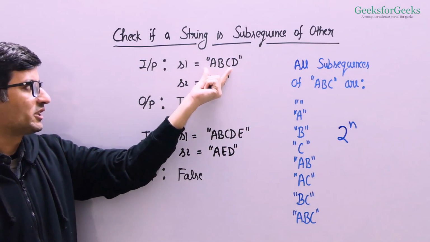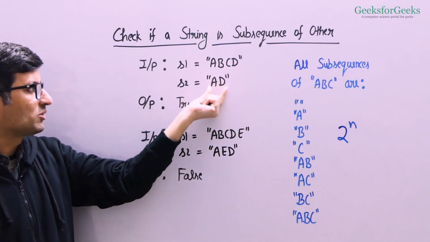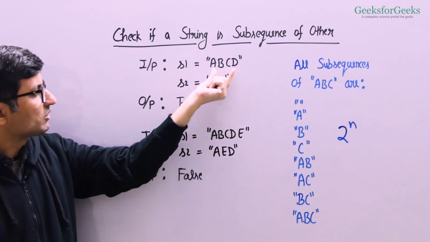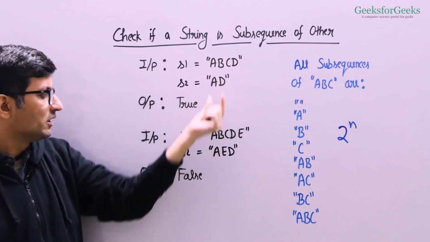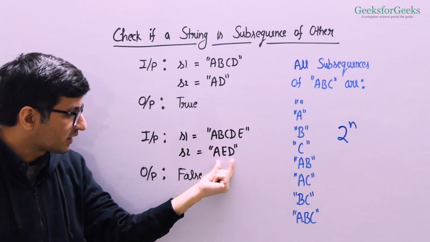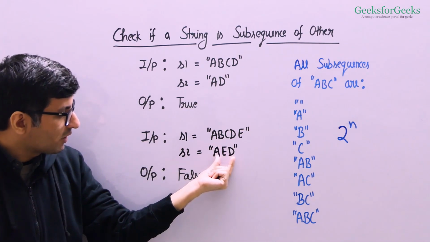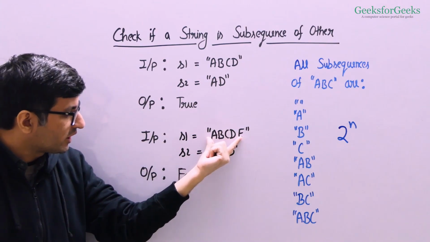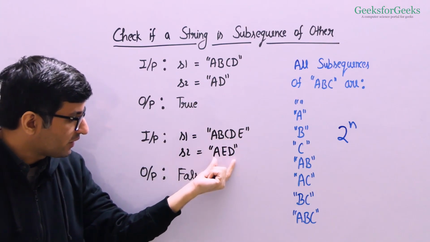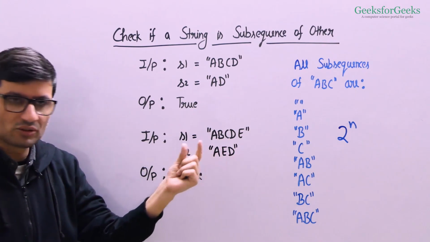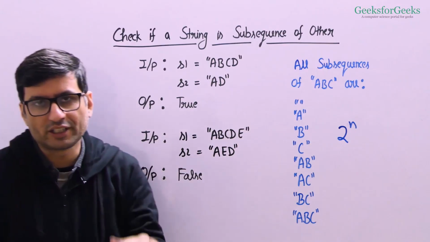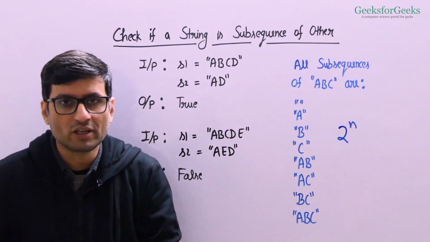In this example, ABCD is our s1 and s2 is AD. AD is a subsequence of ABCD. We have simply removed BC. Now if we see this example, AED is not a subsequence. See, if you remove BC, the order that you get is ADE, but we have the order here AED. So AED is not a subsequence. The characters should be in the same order, right?